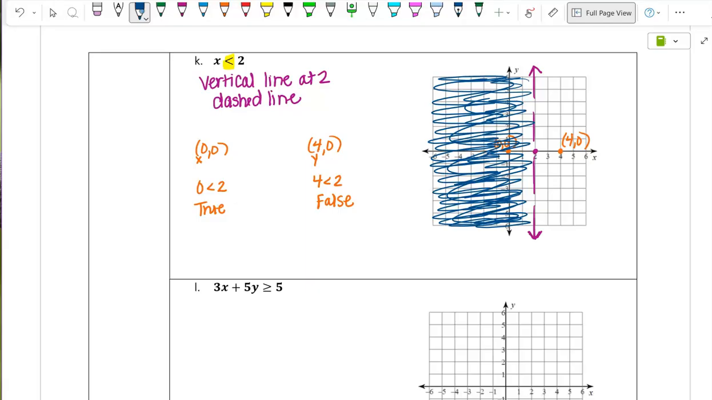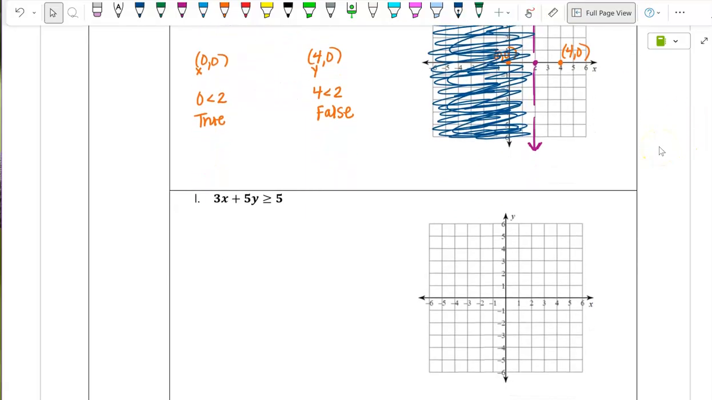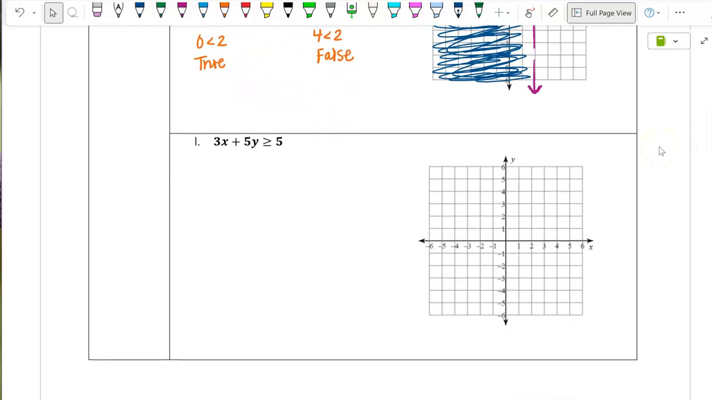Now we have one more problem. Problem L, 3x plus 5y is greater than or equal to 5. I am actually going to pause at this point, and I'm going to give you a chance to work that one through, and then we will check our answer. I'll hand out the homework that goes with this set of notes as you're working on problem L.